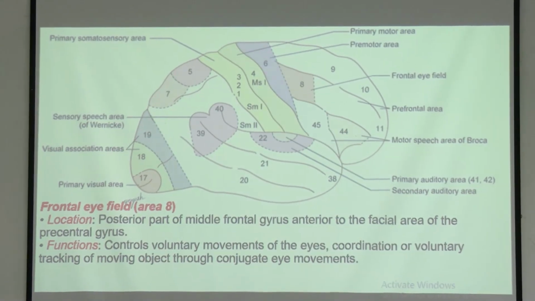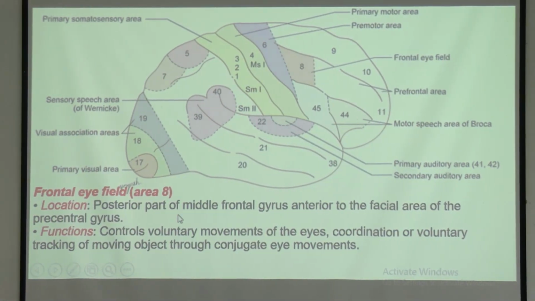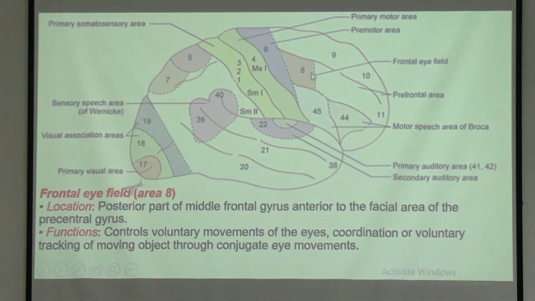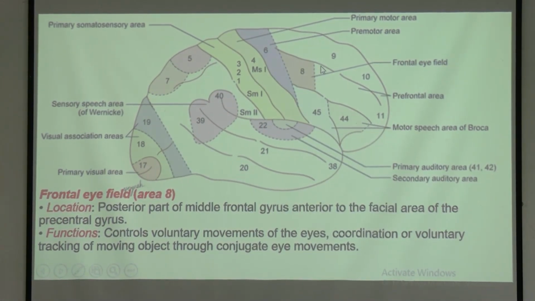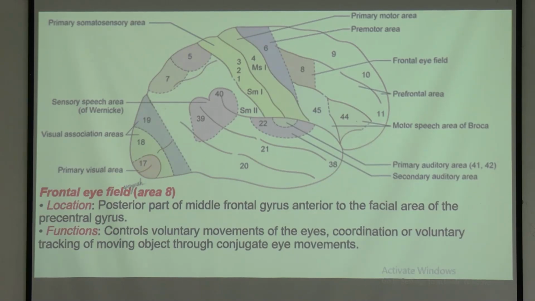What's the location? The location is the frontal gyrus, specifically the middle frontal gyrus. So it's the middle part of the prefrontal cortex where we have the area that controls the voluntary movement of the eye. We call it voluntary eye movement or conjugate eye movement. Right side and left side work together. This motor area is what we have to keep in mind.